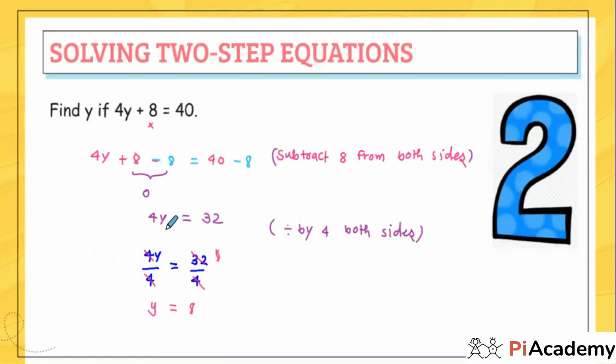Why? Because I want y alone. So that is 8 only, right, Isabel? Getting it now? 32 divided by 4, that's 8. Yeah. Okay, very good, Isabel. Nothing to worry about.